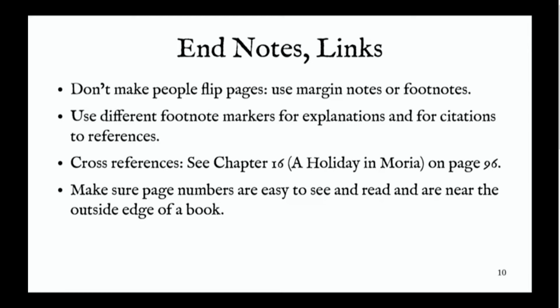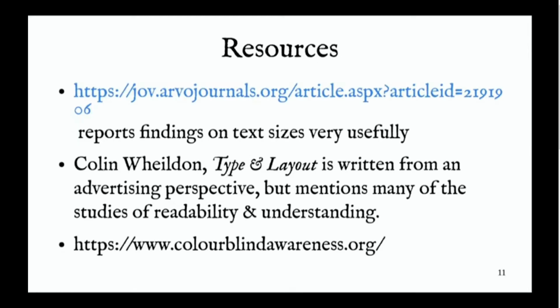Make sure that page numbers are easy to see and read. If you just send someone to page 96, they're flipping through, the page numbers should be near the outside edge, also called the foredge of a book. And they must, of course, be in at least 9.5 point text and clearly separated. Otherwise, people can't find them and they'll get lost. Well, don't you get lost, but this is my last slide, so I'm going to get lost.